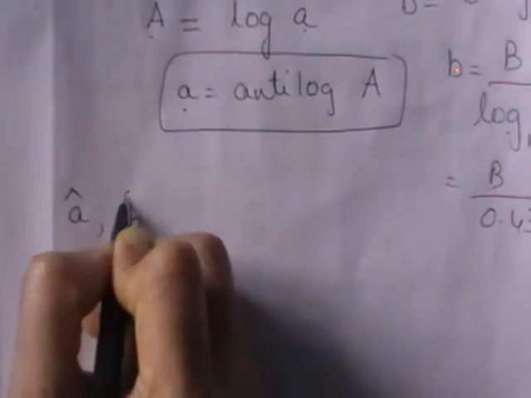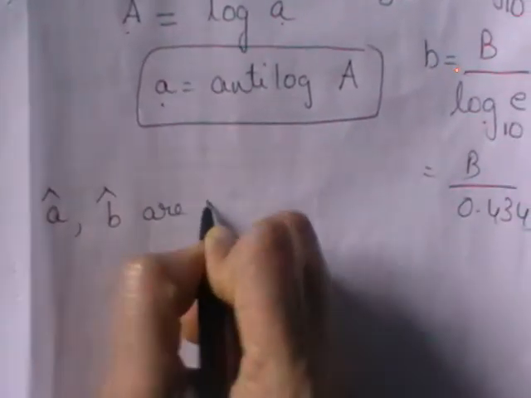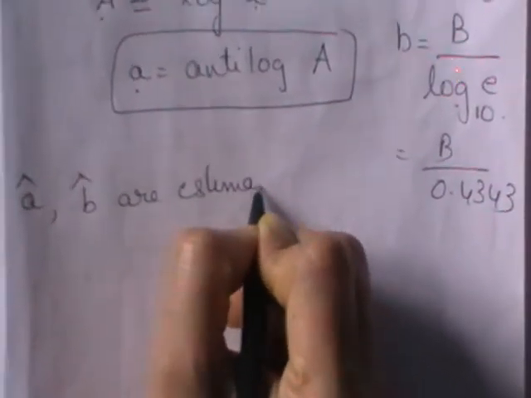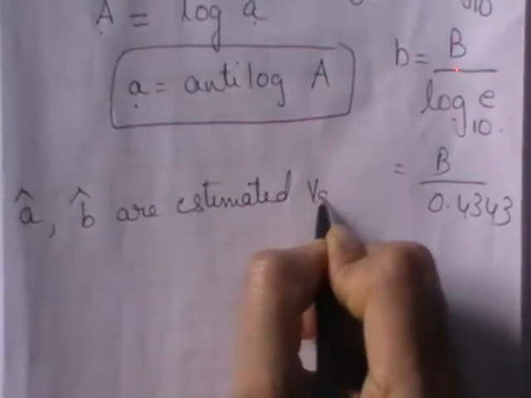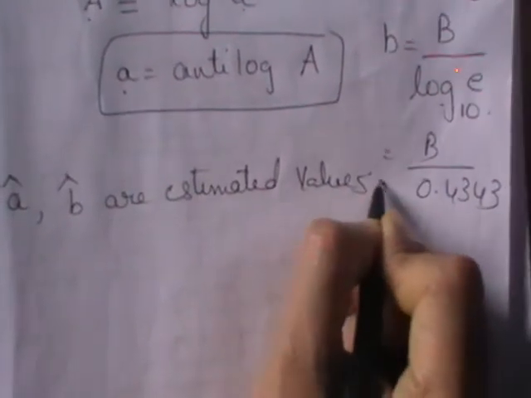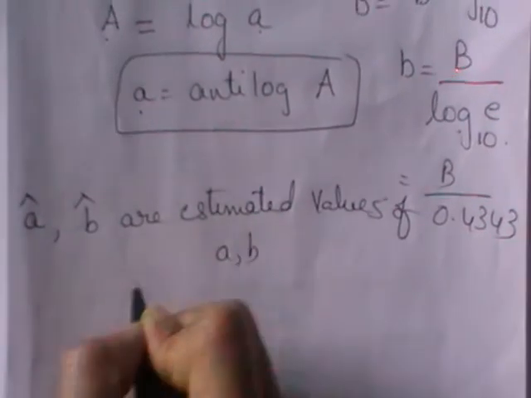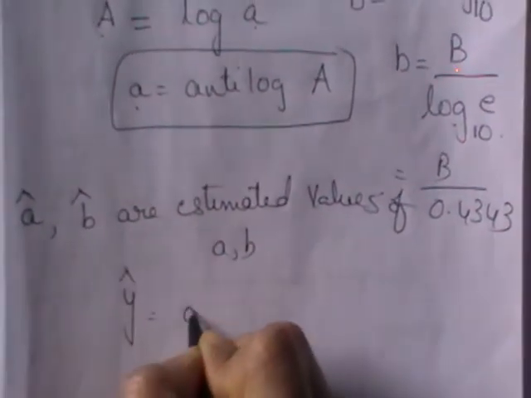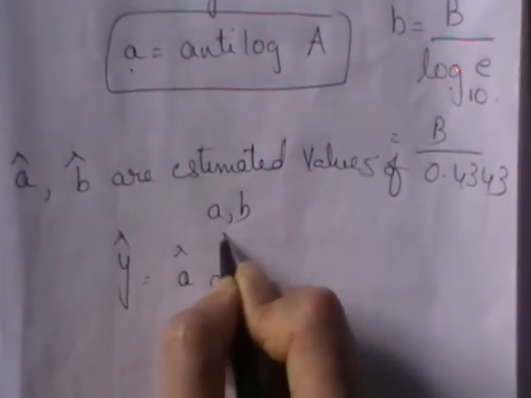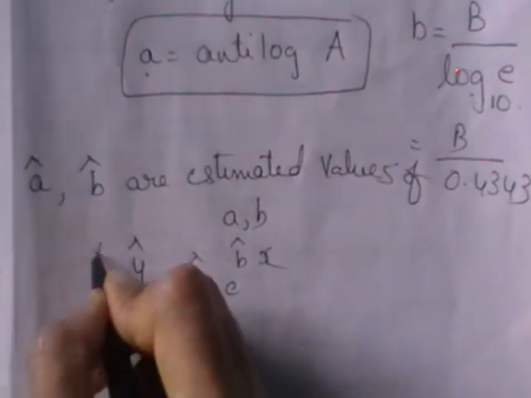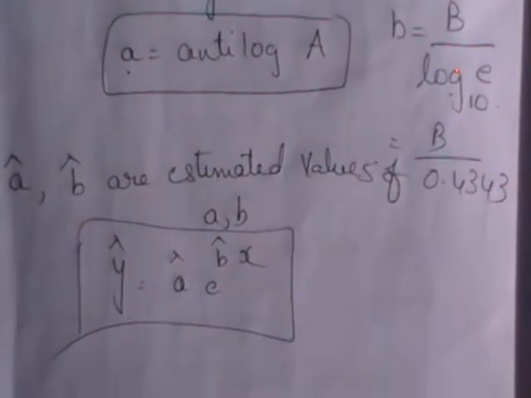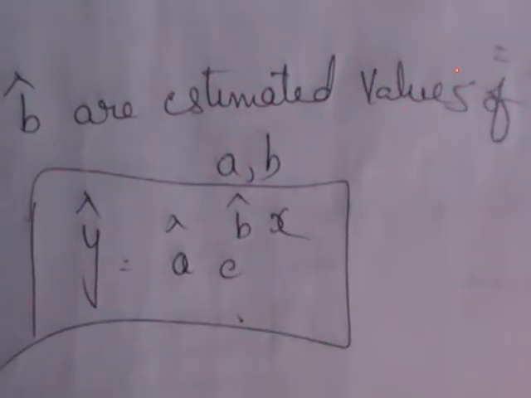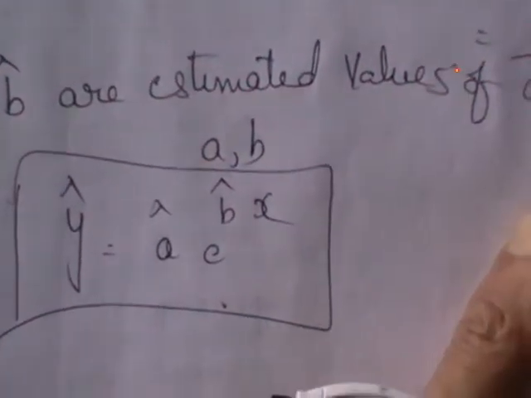Then a hat comma b hat are the estimated values of a comma b. Then the fitted line is nothing but this is the best fit. As I am giving you the notes, you should follow the same while writing an examination. This is the best fit for given exponential form.